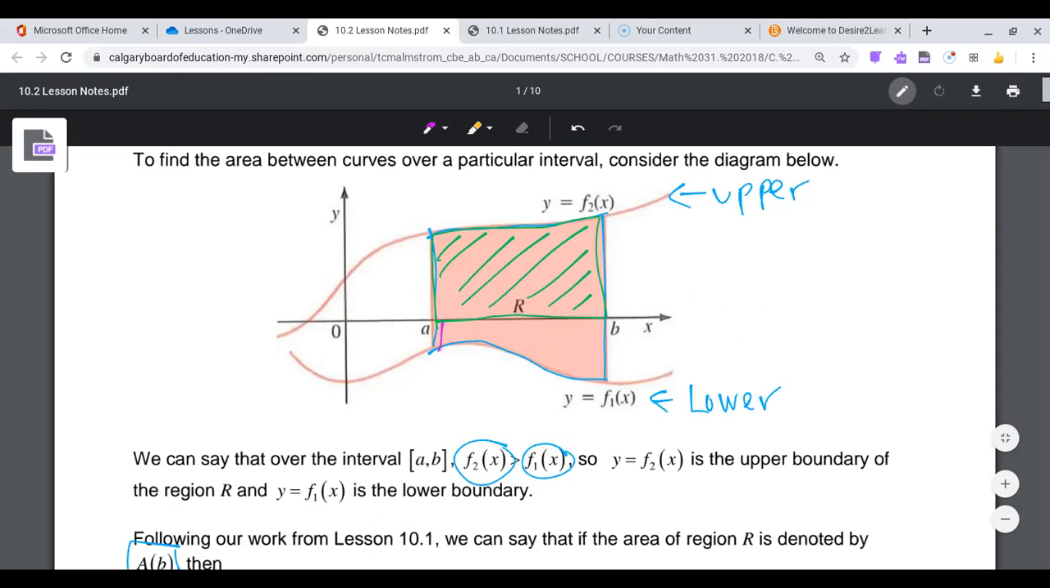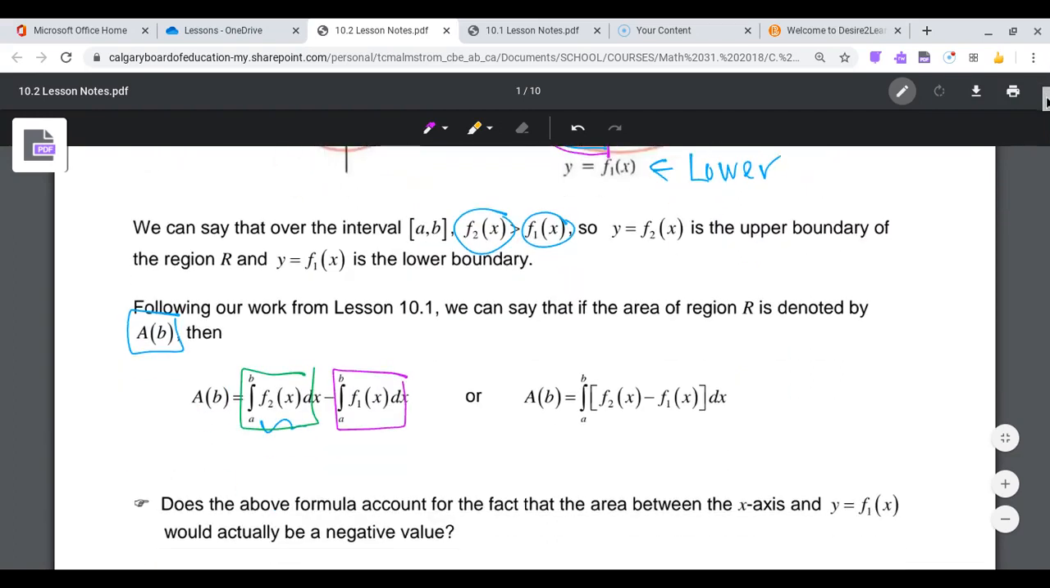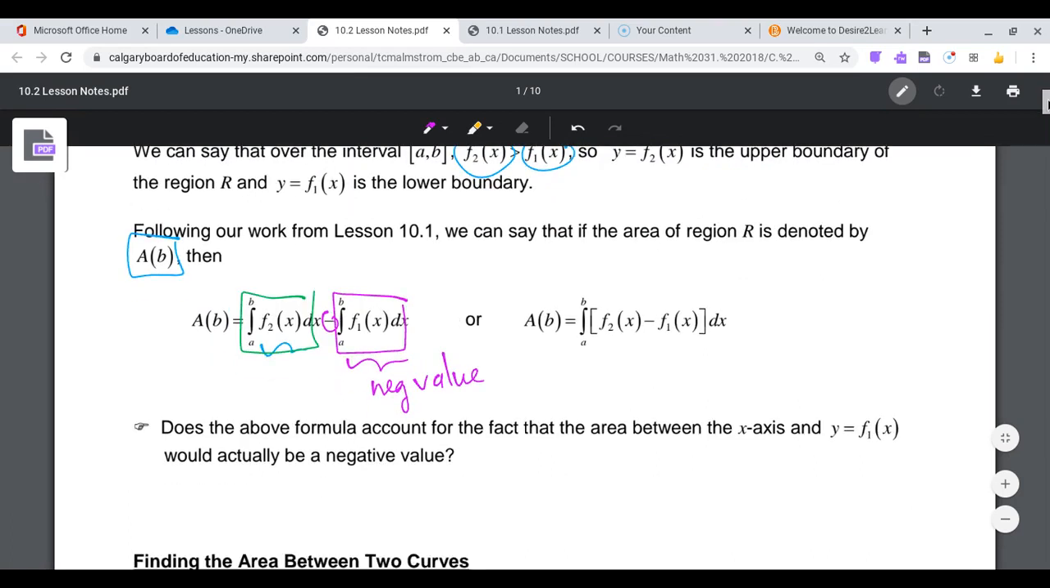So notice how this part, between my lower boundary and the x-axis, because that's what area under a curve means, remember that this area here is going to come out as a negative value. Just remember, because we're below the x-axis, that's going to come out as a negative value. So we're ending up with a subtract, and then this is a negative value. So what does that actually end up doing? So think about this. When this question below here says, does the above formula account for the fact that the area between the x-axis and my lower boundary would actually be negative? Yes, that's what this negative sign is all about.